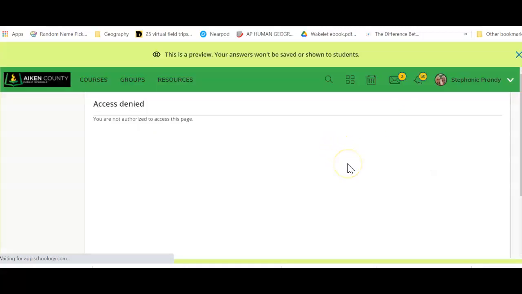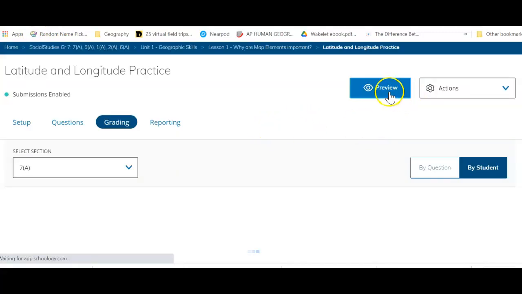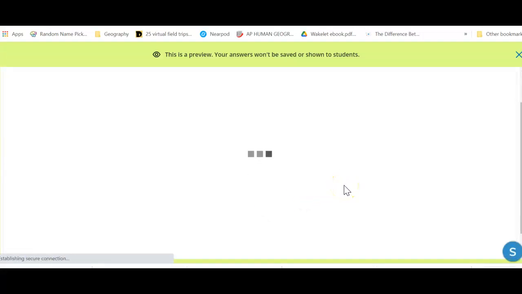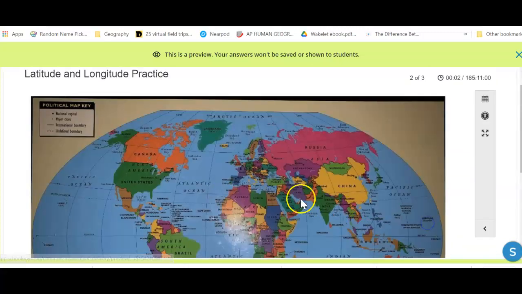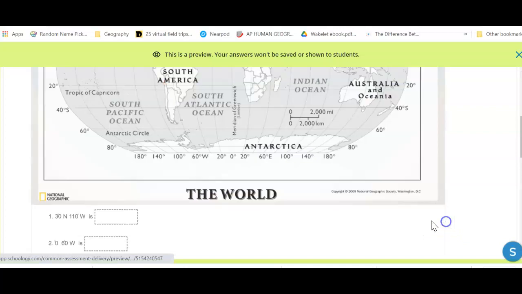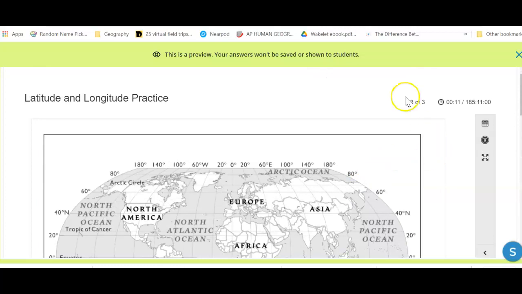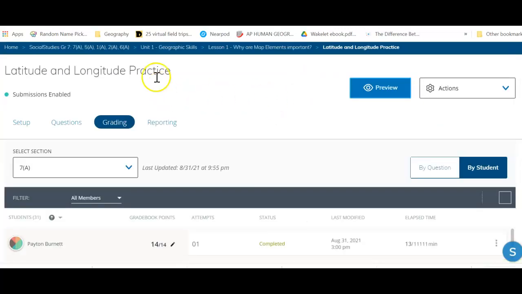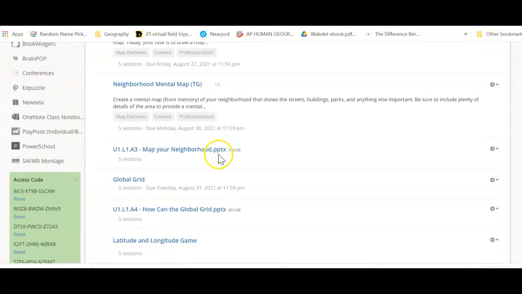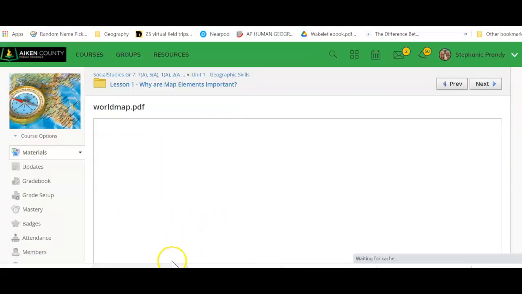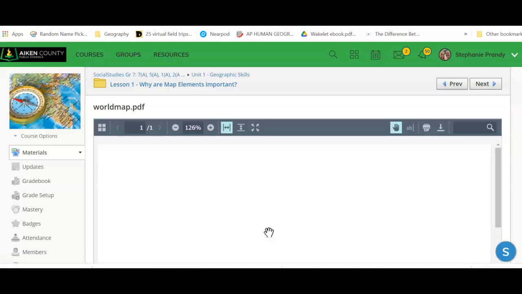So what you're going to see is 3 pages available to you. One is a video. The second one is a map. Then I'm going to show you a different map that you can use. And then the third one is the coordinates that you need to map. So how does that work? How do we map those coordinates? So in the same folder, in the Lesson 1 folder, you will see a PDF map right here of the world that we're going to use to help us find these coordinates.